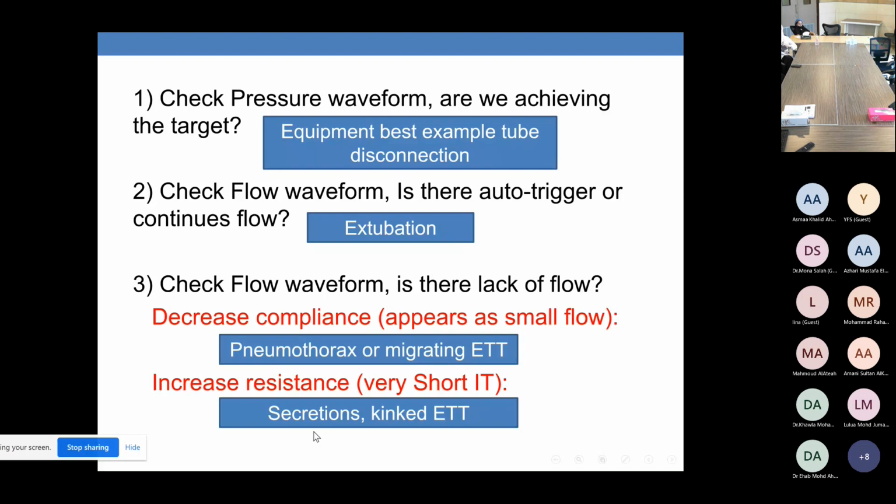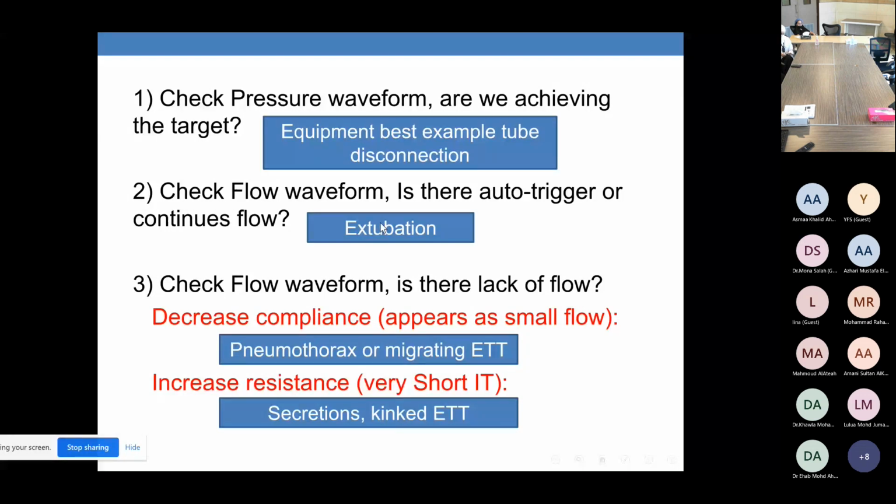Okay? And if there is very high resistance, it will be short I time. So not the size of the flow, it is the I time. Why is it not reaching? It was reaching normally. Why is it not reaching now? This means that there is either a kinked ET tube or secretions, obstruction. Okay? So this is clear. So if you are not reaching the pressure, this is E, equipment.